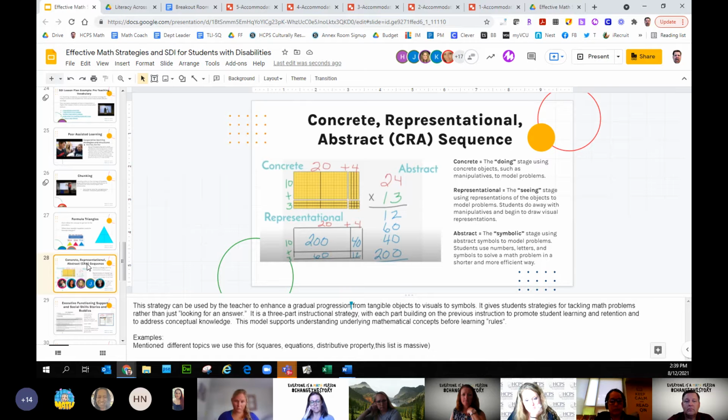And especially in middle school, we talked a little bit about the middle school brain. They understand concrete more than they understand abstract at that age. So we talked about where we use this. We use it all the time, pretty much every concept. We're modeling and representing and then going into the abstract.